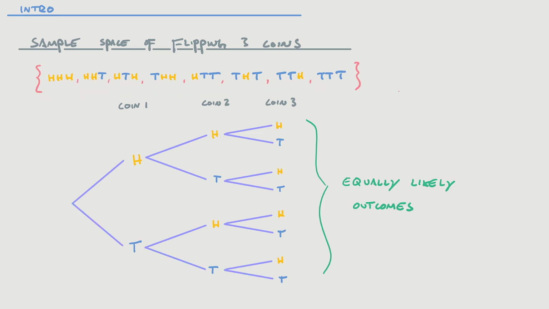Now, when you're talking about a tree diagram specifically for coming up with sample spaces, you're presupposing that all of the outcomes here are equally likely. So if I wanted to ask, what is the probability of flipping all tails? Well, that's just one of 8 different paths. So the probability would be 0.125.